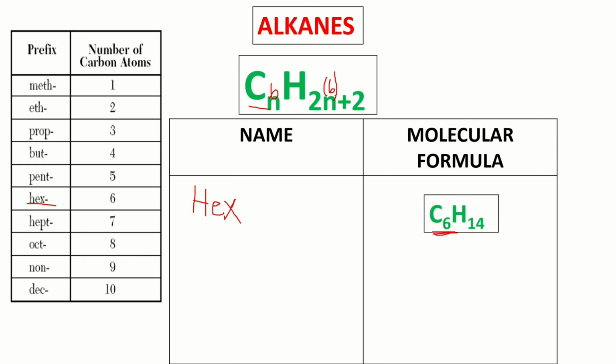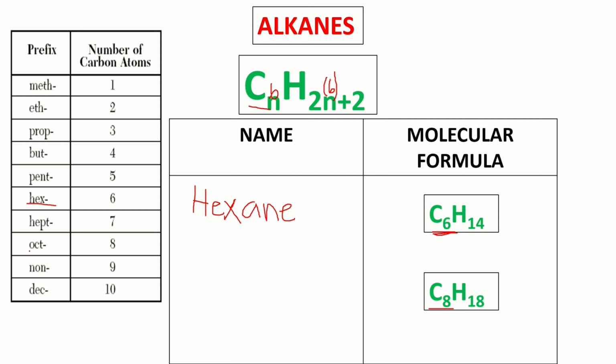We are done with the carbon atom, so we will proceed to the hydrogen atoms. We will know if it is an alkane if we have the same number of hydrogen atoms. 6 times 2 is 12, plus 2 is 14. Therefore, this is an alkane. We will just add -ane. We have hexane.